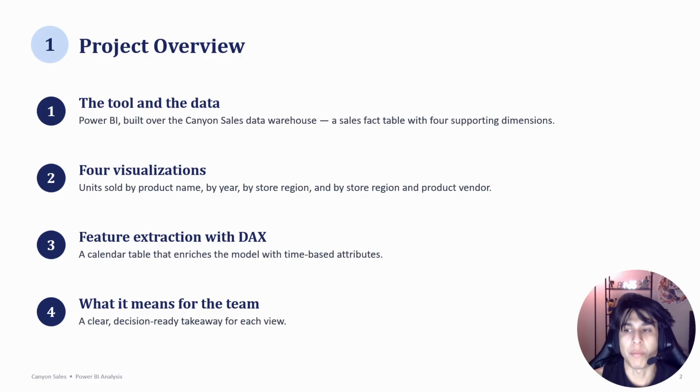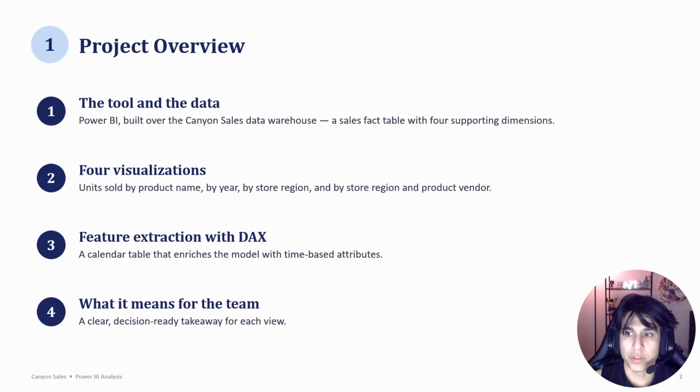Before we dive into the numbers, here's a quick overview of what the solution involves. Power BI is a Microsoft interactive data visualization and analytics tool. It lets us pull data from a wide range of sources and build dashboards that track the metrics we care about the most. For this topic, I loaded our Canyon Sales data warehouse, which is organized around a central sales fact table surrounded by four supporting dimensions. Those four dimensions include the product, the calendar, the store, and the customers.